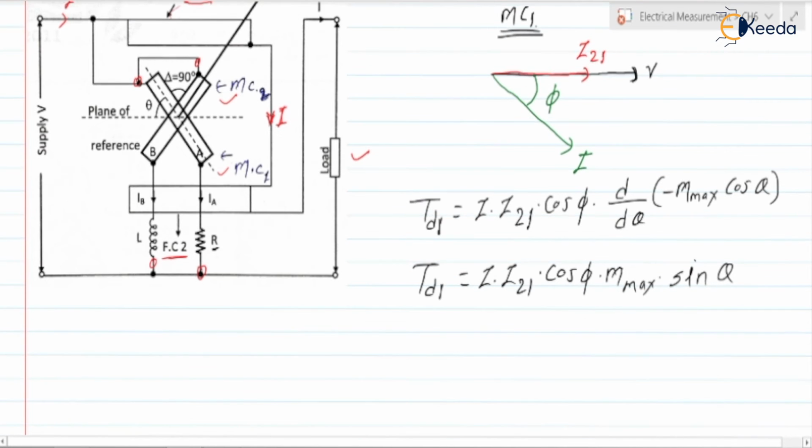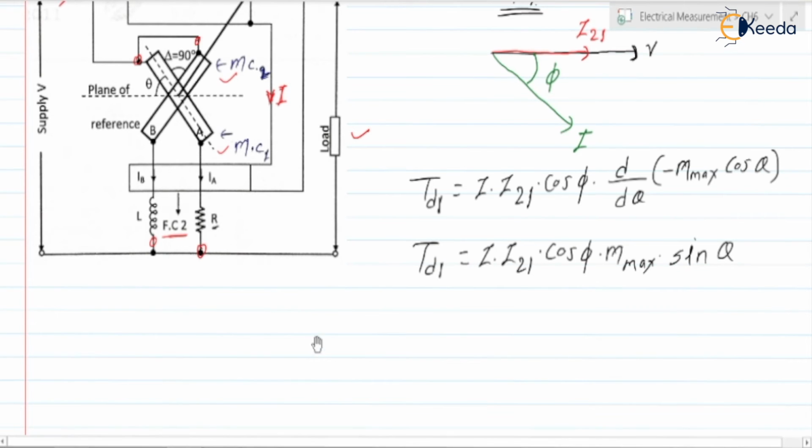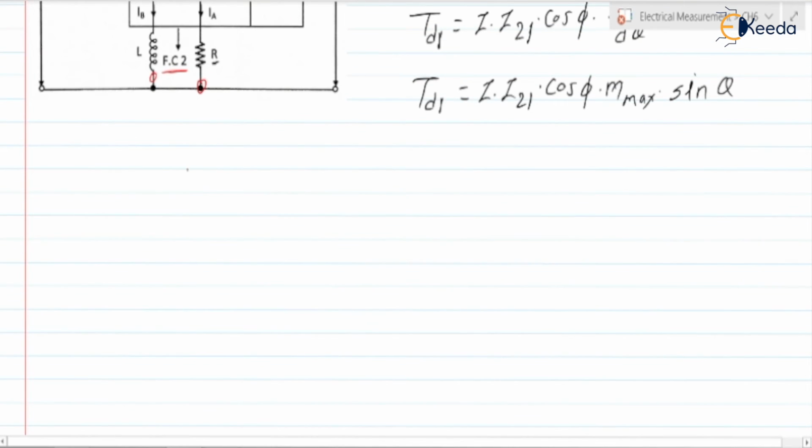Next, similarly we can write the operation for moving coil 2, MC2. If we consider V as the phasor for the supply voltage, next is the phasor for the current flowing through moving coil 2. As the moving coil 2 circuit is purely inductive, this current will be lagging by 90 degrees, so this angle is 90 degrees and this current is I22.